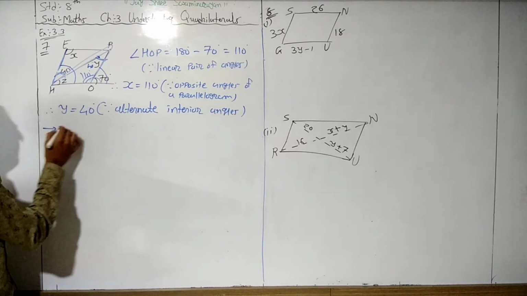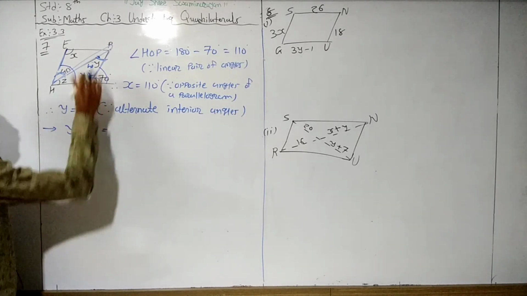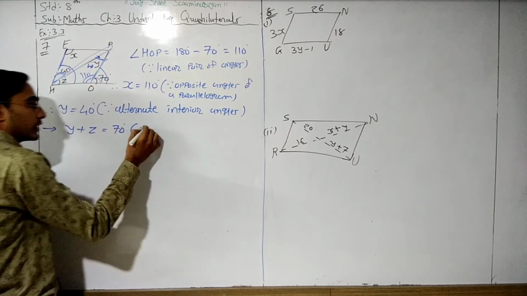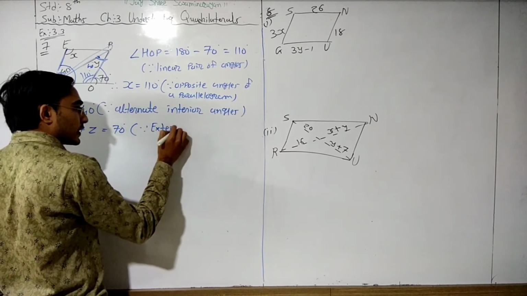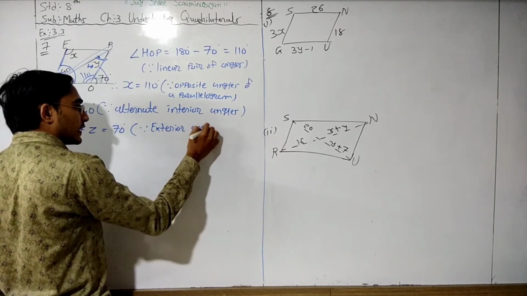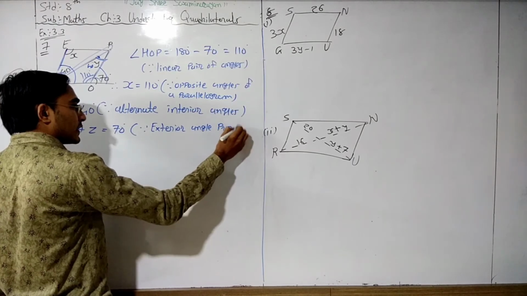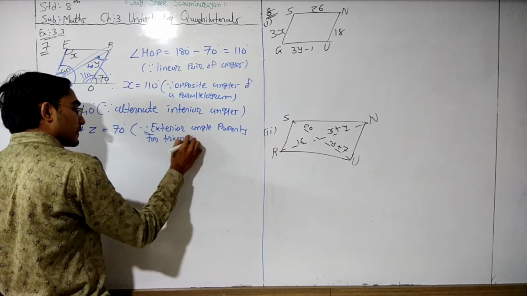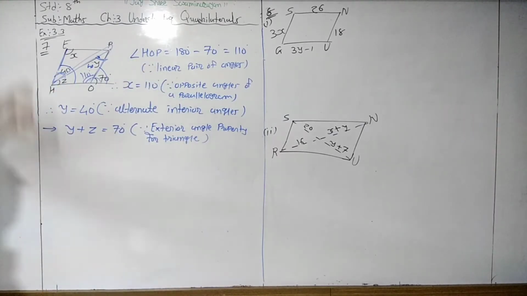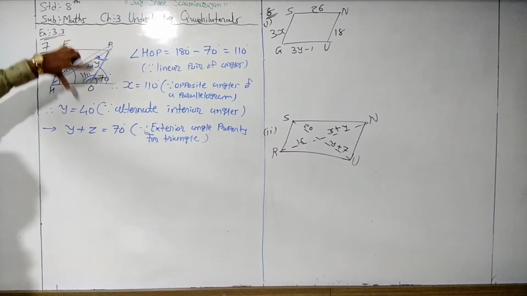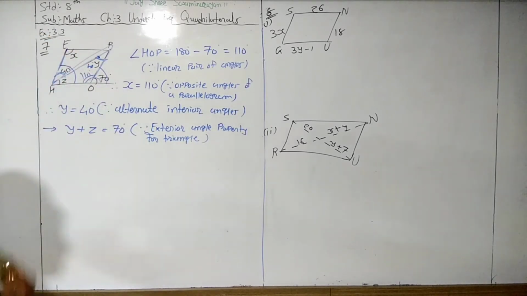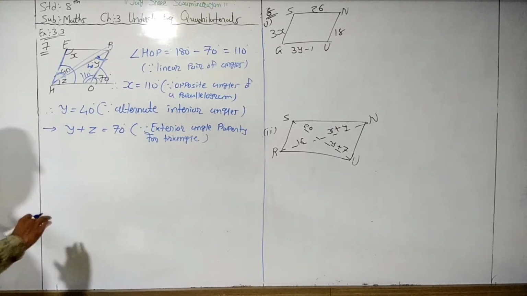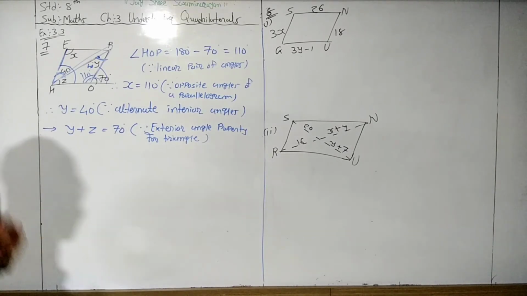Y plus z is equal to exterior angle 70. This is the exterior angle property for a triangle: the exterior angle is equal to the sum of the other two interior angles. Otherwise, we can also go for the corresponding pair of angles. The same way we can find the value of z.